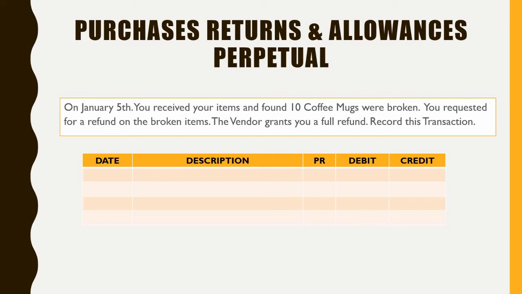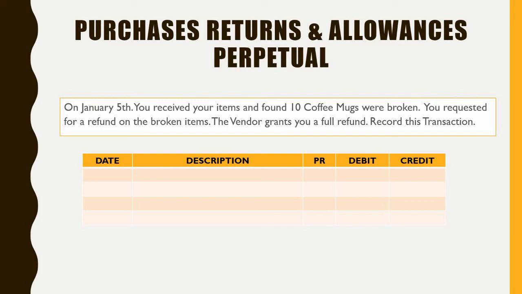Okay, so in this case, we're going to return the items, because in this case, we're going to get a full refund. Now, how is this going to be journalized? Well, in this case, where did we originally place my coffee mugs? In your inventory.